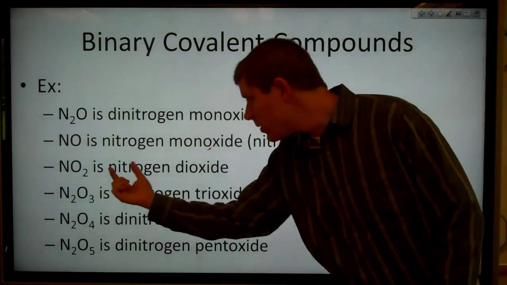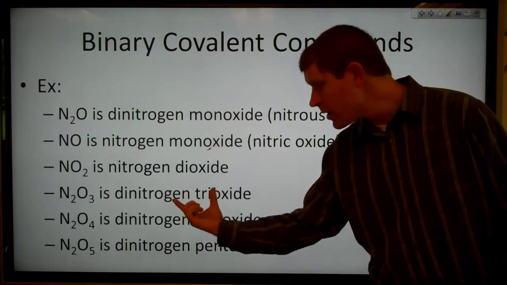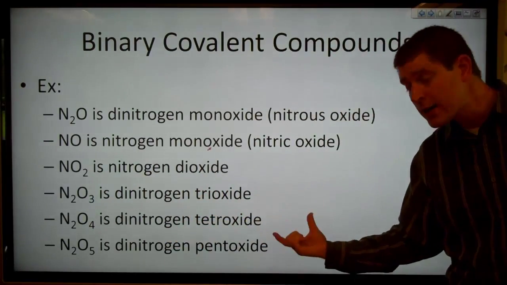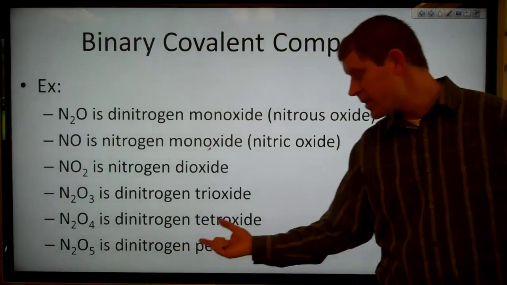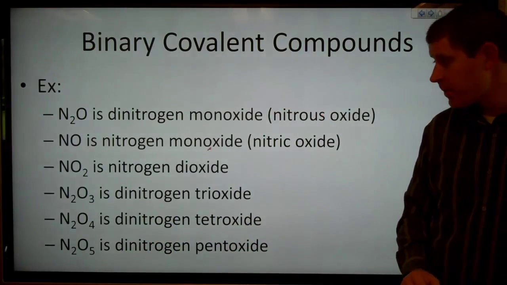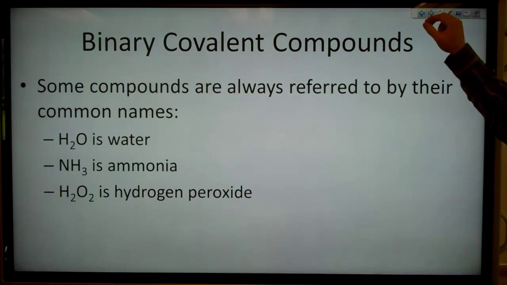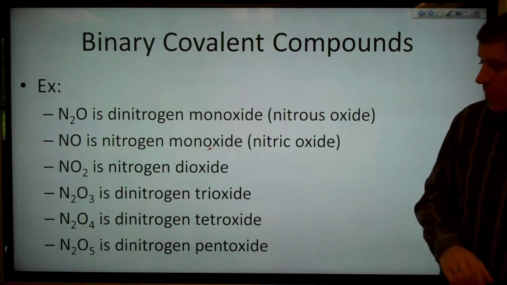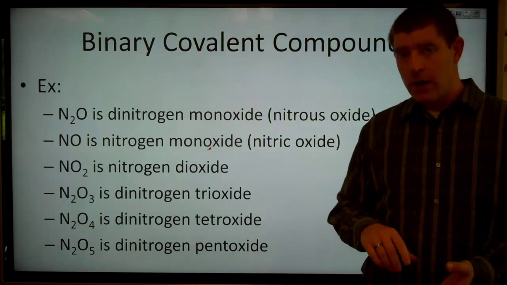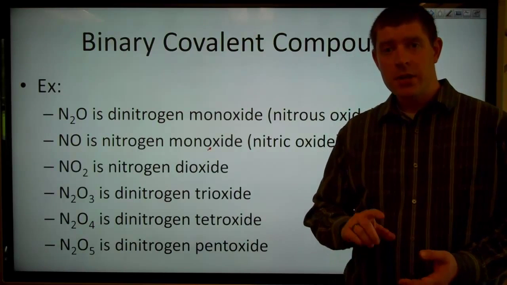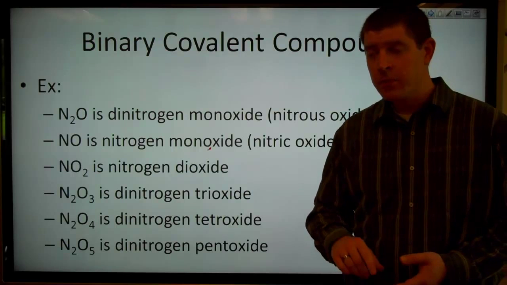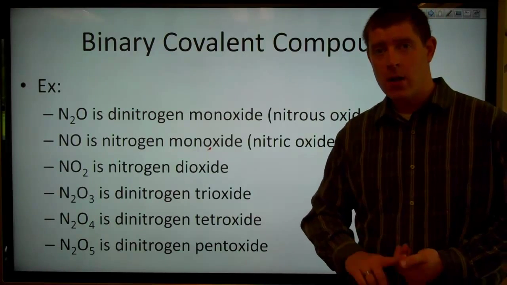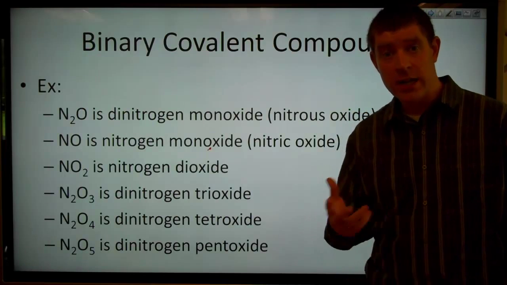So NO2 is nitrogen dioxide, N2O3 is dinitrogen trioxide, N2O4 is dinitrogen tetroxide, N2O5 is dinitrogen pentoxide. I want to continue. If you go past 5, then you get to hex. 7 is hept, H-E-P-T. 8 is oct. 9 is non, N-O-N. 10 is dec, or deca.